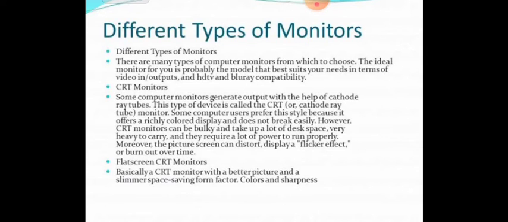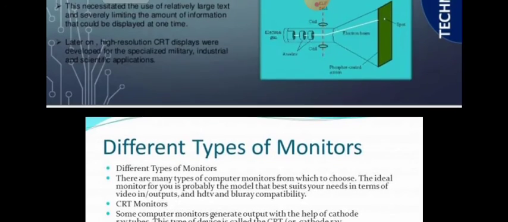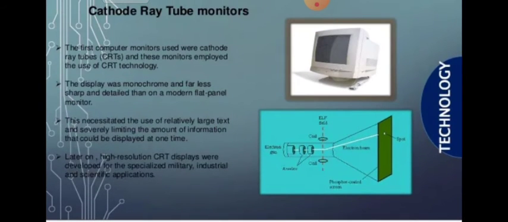CRT monitors are, if you have seen, monitors with a cathode ray tube. Okay, cathode ray tube वाले monitors कैसे होते थे, जिनके साथ एक बड़ा सा बॉक्स होता था. देखिए कंप्यूटर स्क्रीन के साथ एक बड़ा सा बॉक्स होता था उसके पीछे. दैट आर दी CRT टेक्नोलॉजी. इट मीन्स a cathode ray tube is connected to a monitor to display the output. Okay, and the display was monochrome and far less sharp.